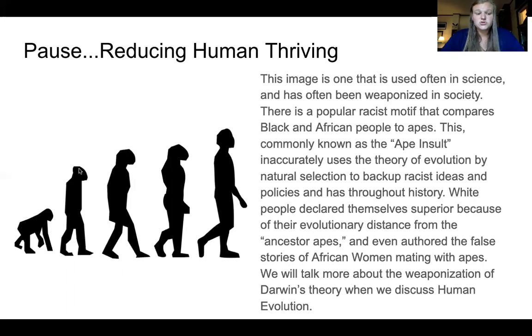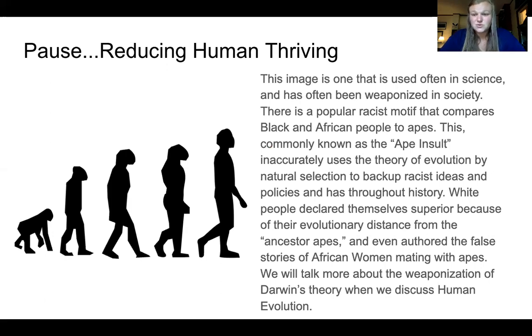This picture shows human evolution from apes into humans. And this is a popular racist motif that compares Black and African people to apes. This is commonly known as the ape insult, and it applies Darwin's theory in a way that he never intended and is also inaccurate to back up racist ideas and policies. And it's been used like this throughout history.